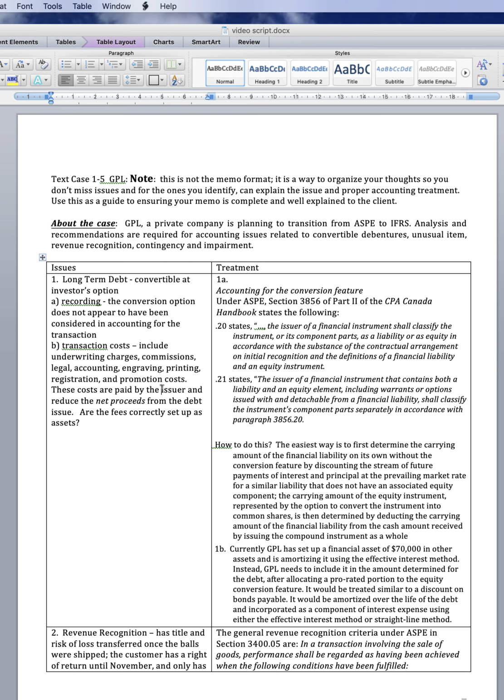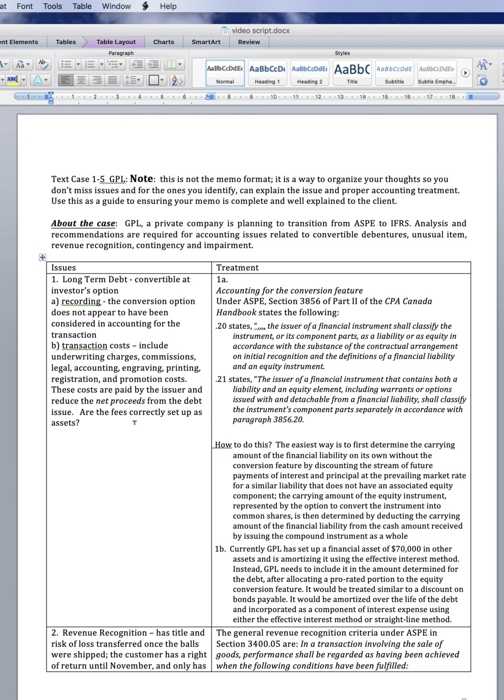And what they're doing is they are setting them up as assets. So it says here, are the fees that are being charged under these transaction costs, is it correct to set them up as assets, yes or no? So let's look at that. So what I've done is I've gone through the CPA handbook and I've looked at the sections that are relevant.